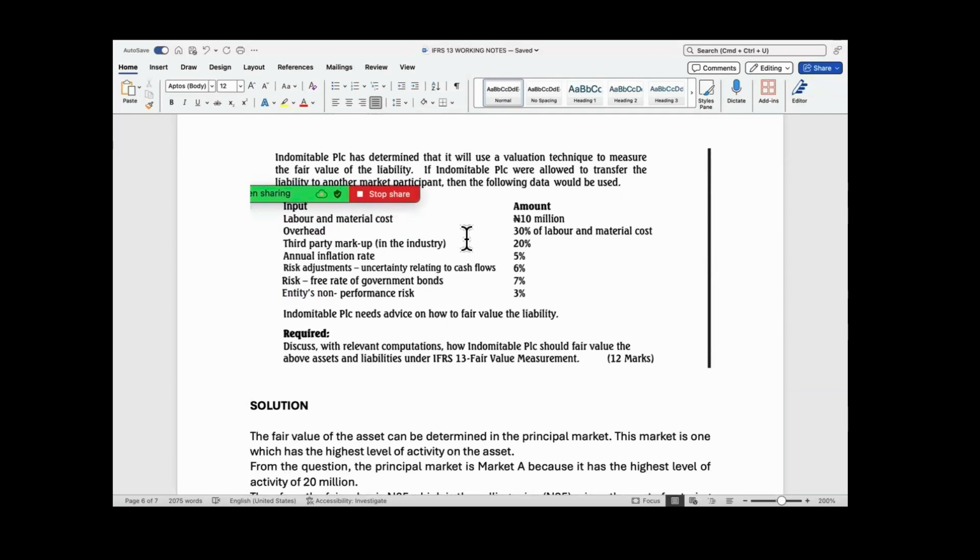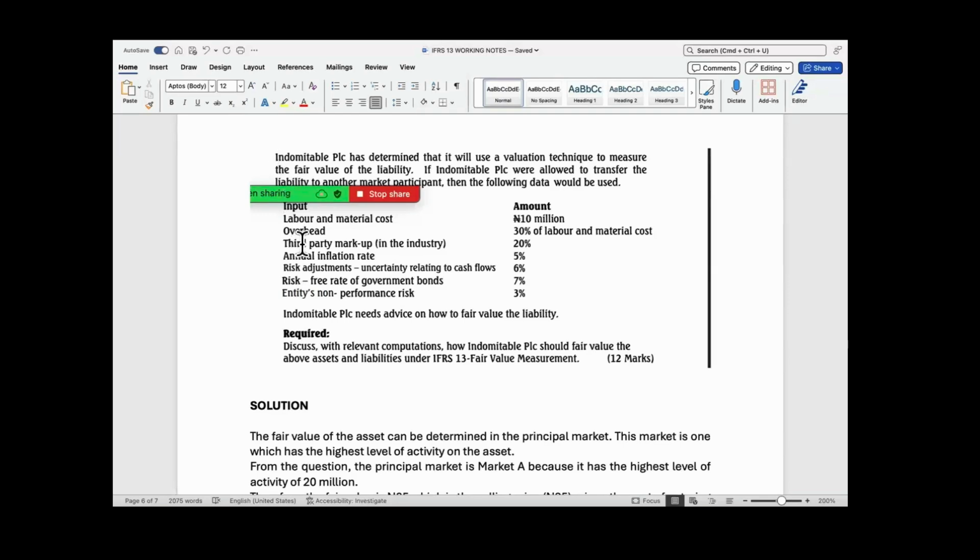So the examiner went ahead to tell us that Indomitable has determined that it will use a valuation technique. It's DCF, the income approach, they will use to measure the fair value of the liability. So if Indomitable were allowed to transfer the liability to another market participant, then the following data would be used. So what he's saying is this: if I were to ask another party to help me do this decommissioning, the entire hard work in the future, this is the quotation that company is going to give to me.